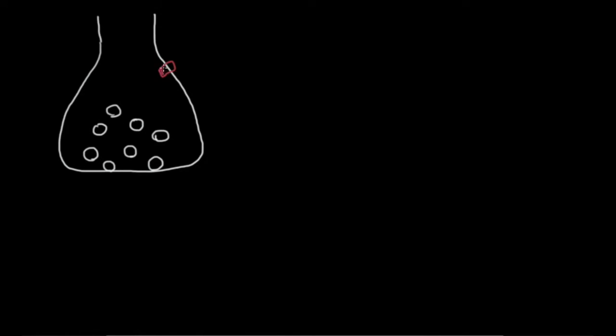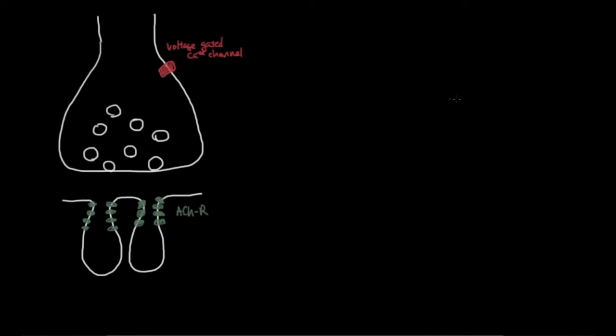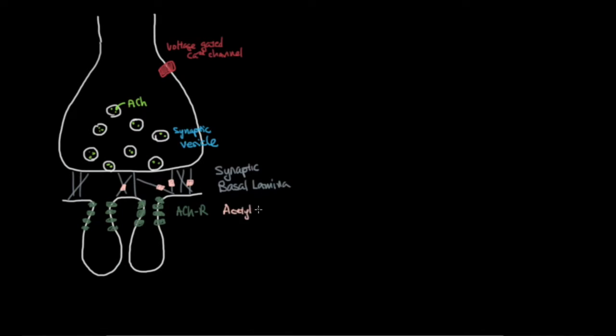You've got a voltage-gated calcium channel that's located in the presynaptic motor neuron. On the postsynaptic membrane, you have acetylcholine receptors. We also have synaptic vesicles which contain acetylcholine. When triggered by the influx of calcium, these acetylcholines get released from the presynaptic terminal. You've also got a synaptic basal lamina that forms an extracellular matrix that connects the pre- and the postsynaptic terminals together, and attached to it are acetylcholinesterases that degrade acetylcholine.